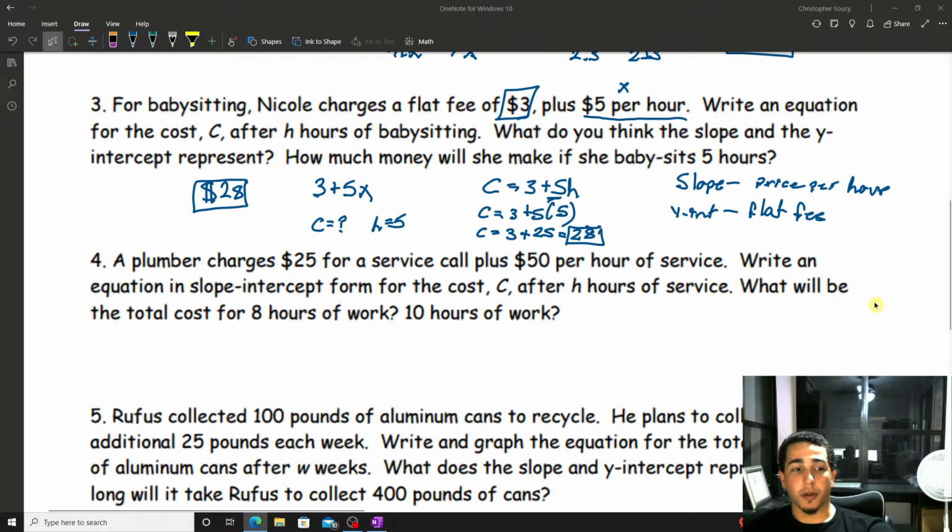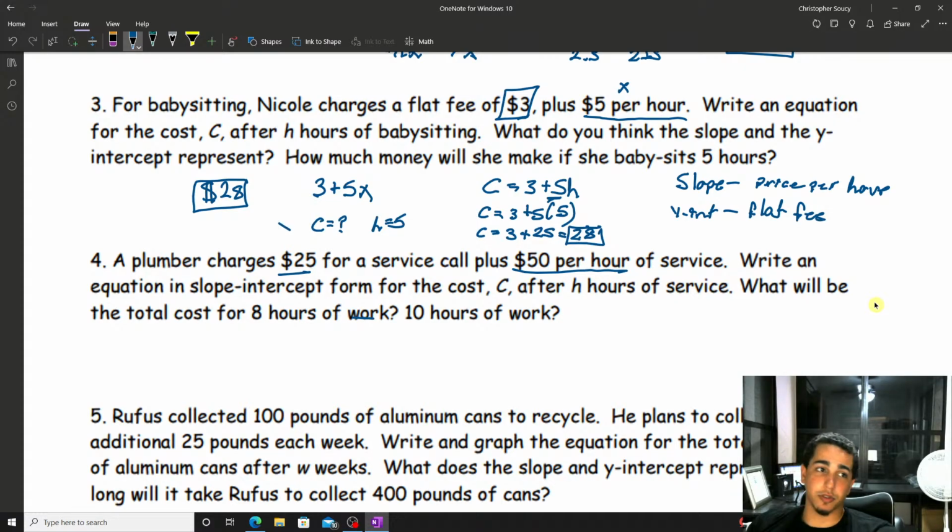So for number 4, a plumber charges $25 for a service call plus $50 per hour of service. Since we have $50 per hour of service, this is going to be our slope, or the number that gets the variable next to it. And since 25 is a service call, this is a one-time fee. Write an equation in slope-intercept form for the cost C after 8 hours of service. What will the total cost be for 8 hours of work and for 10 hours of work?